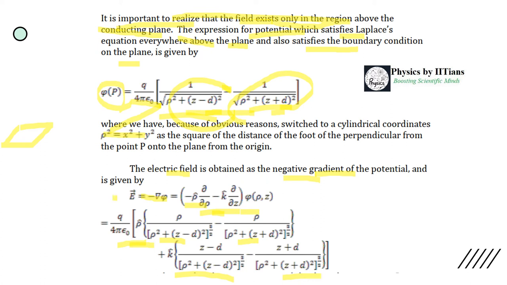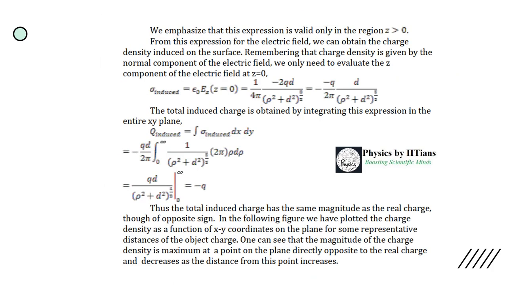Now, as I have said, you have to consider the charge, that is, the real charge q. You don't have to consider the imaginary one. So you are considering this expression for z greater than 0. Now you will find out the induced charge, that is q induced, on that conducting plane due to the real charge. That will be sigma induced equals epsilon naught into Ez at z equals 0.